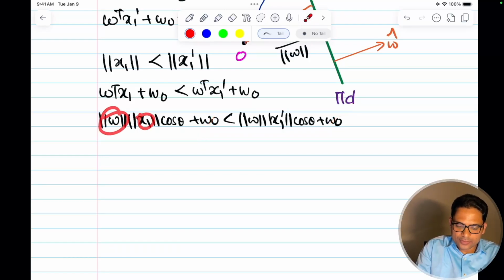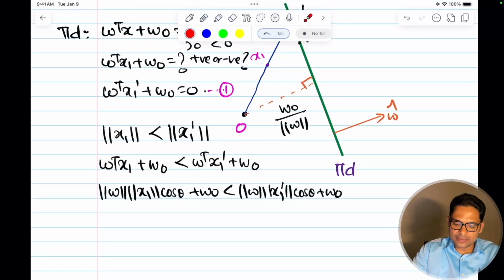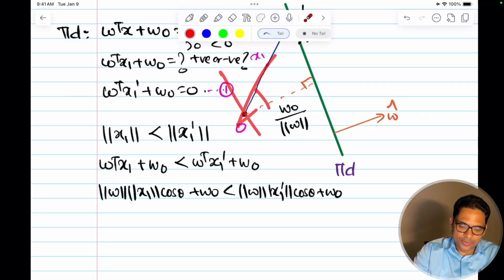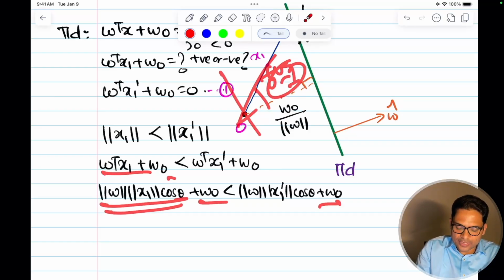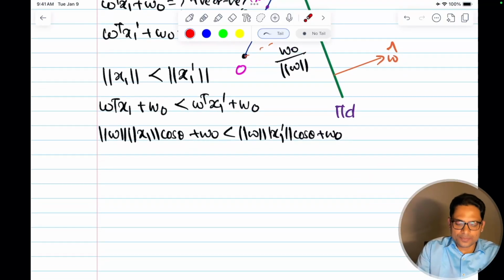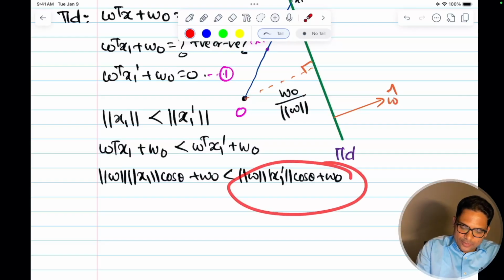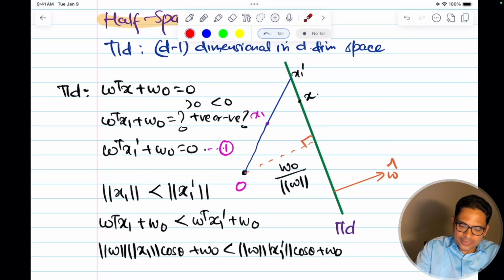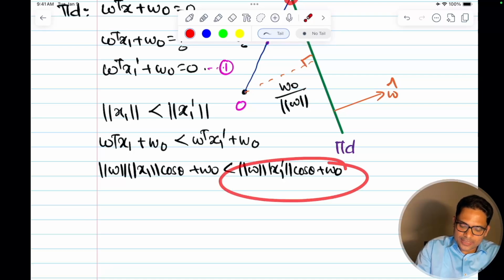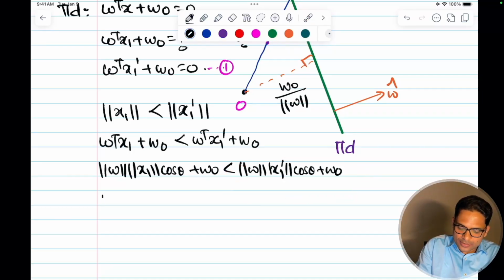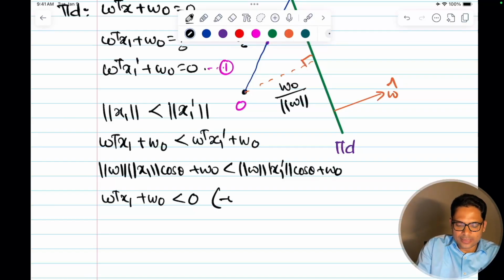This is positive, and theta also, whatever be the sign, that will be the same sign, considering this is less than 90 degree. This is less than 90 degree, so cos theta will be somewhere between 0 to 1, so this will also be positive. So if I multiply everything with positive, I can write this equation. We know that this part is equal to 0 because x1 dash lies on the plane, right? So what can we say about this point then? We can say W transpose x1 plus W naught is less than 0, means it is negative.